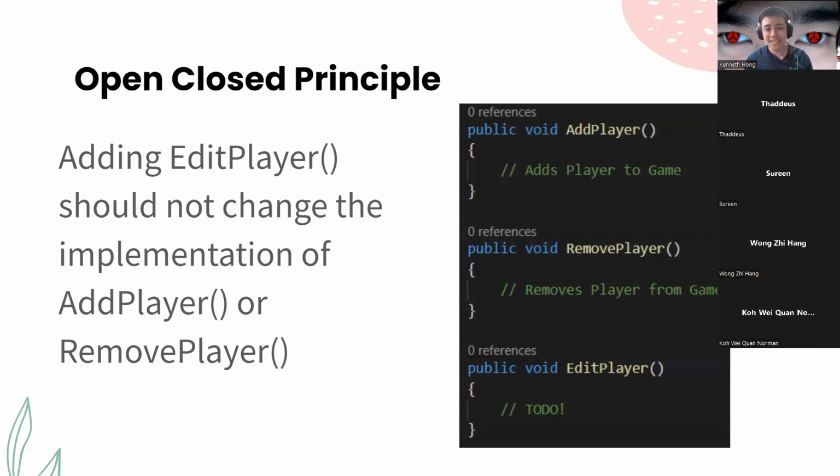So let's say I have an add player and remove player class, right? Just imagine the pseudocode just adds and removes a player to the game, and you're adding a new edit player class. Now, when you add a new edit player class, you shouldn't have to change the implementation for add or remove player, because it clearly doesn't make sense. And two, if you have to change the implementation for add and remove player every single time you add a new method, you realize that your code base will be very, very unsustainable.